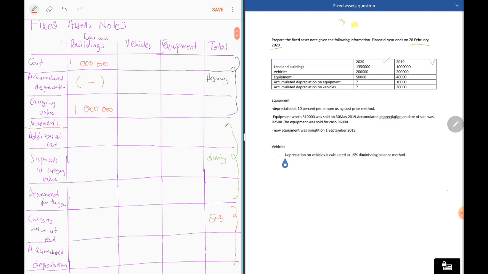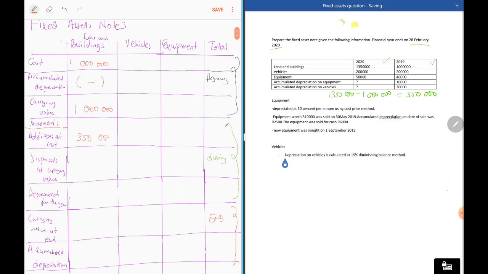Then we have additions at cost. In order to see if land and buildings had additions or disposals, you must compare the two figures. If you can see, we had 1 million worth of land and buildings, but this says we have 1,350,000 worth of land and buildings, meaning we acquired more land and buildings, right? We did not sell. So we check for the difference. 1,350,000 subtract 1 million gives you 350,000. Right? So it's additions at cost.